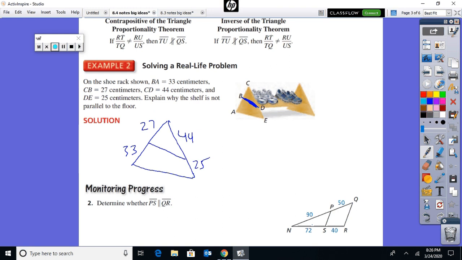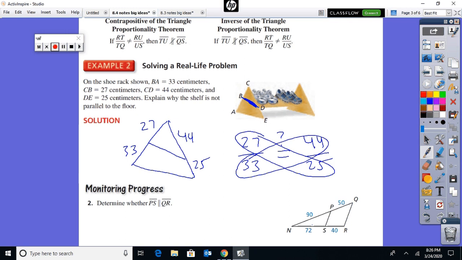Now, again, we're not sure if they're parallel, so we are checking the proportions. So when you ask yourself, 27 is to 33, is that proportional to 44 over 25? And the easiest way to do this, guys, is just cross multiply. Does 27 times 25 equal 44 times 33? I think not. So you'd answer that question as no, it is not parallel, silly.